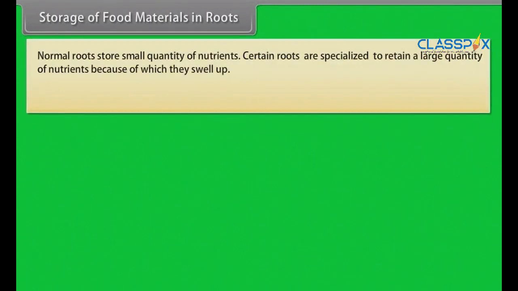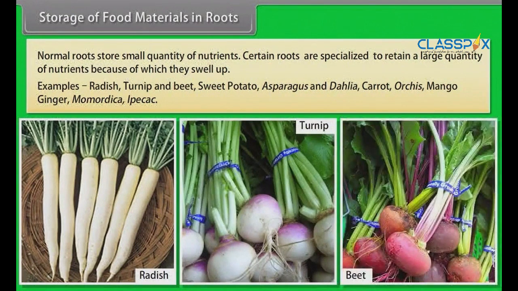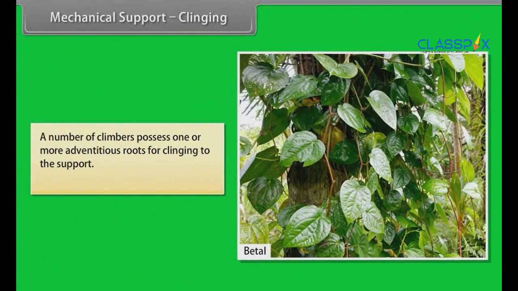Storage of food materials in roots. Normal roots store small quantities of nutrients. Certain roots are specialized to retain a large quantity of nutrients, because of which they swell up. Examples, radish, turnip and beet, sweet potato, asparagus and dahlia, carrot, orchids, mango ginger, Momordica, ipecac. Mechanical support, clinging: a number of climbers possess one or more adventitious roots for clinging to the support. Examples: betel, Tecoma, ivy.